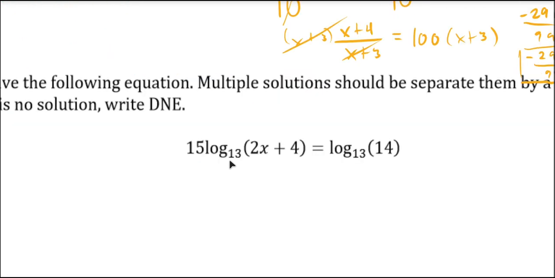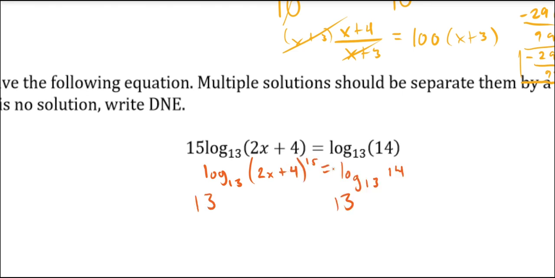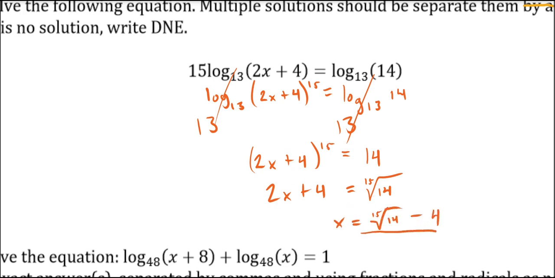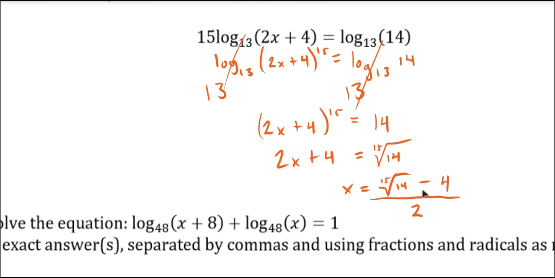Okay, moving on. Here we have log base 13 of both sides. This 15 on the outside can be brought inside of the logarithm as an exponent. We could then raise 13 to the power of each side to cancel our log bases 13 and give me 2x plus 4 to the power of 15 is equal to 14. Here I would then take the 15th root of both sides, which would not really reduce, and then solve this linear equation for x, which we could do by minusing 4 and dividing by 2. And as odd as that looks, this is our answer.